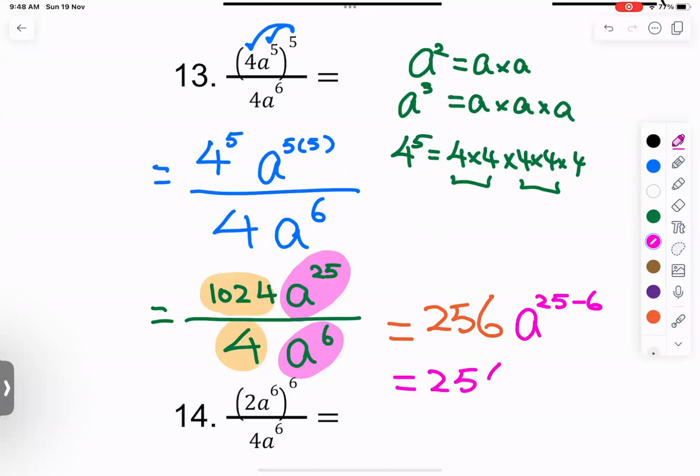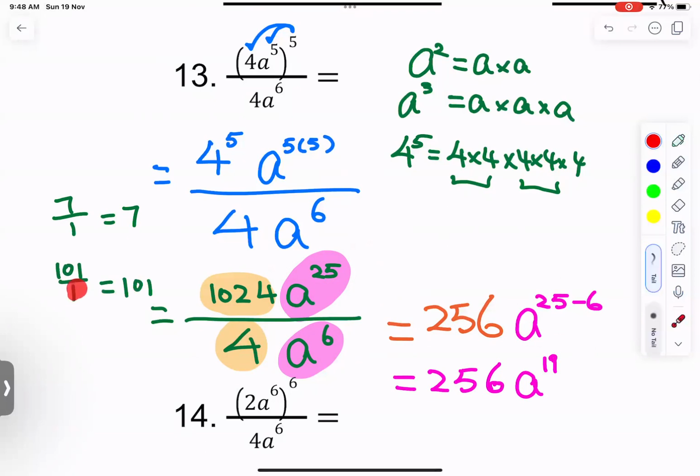25 minus 6, 19. That's your final answer. Now, because there was nothing left in the downside, we don't write anything on the downside. But if there was nothing left on the upper side, the numerator side, we do 1 over. Because if you click on the calculator 7 over 1, it equals 7. 101 over 1 is 101. So the bottom one won't disappear.